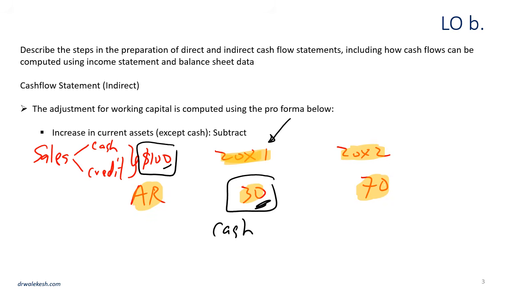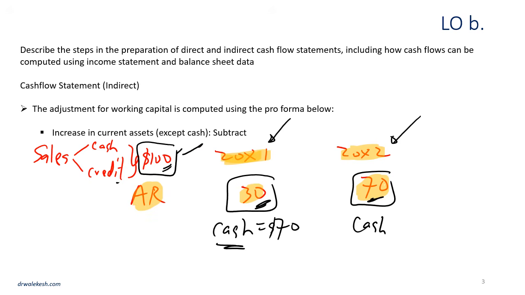but 30 out of these $100 were sold on credit, how much cash will you have? You will have $70 worth of goods in cash. But in 20x2, you sold $70 worth of goods on credit. That means the cash you would have, still keeping these constants per year, would be $30. What has happened to your cash? Your cash has decreased by $40.